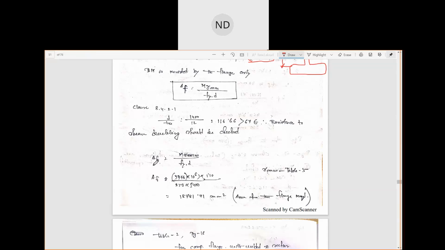So you see here, area of the flange is how much? Area of the flange is M gamma mw by fy into d. We know this is our moment, which we have already calculated, 5976. Gamma mw we will get from table number 5. Fy we know it is 250. D we have just now calculated the depth to be 1400. So now we have got the area of the flange as 18781.71. So this is the area of the flange.